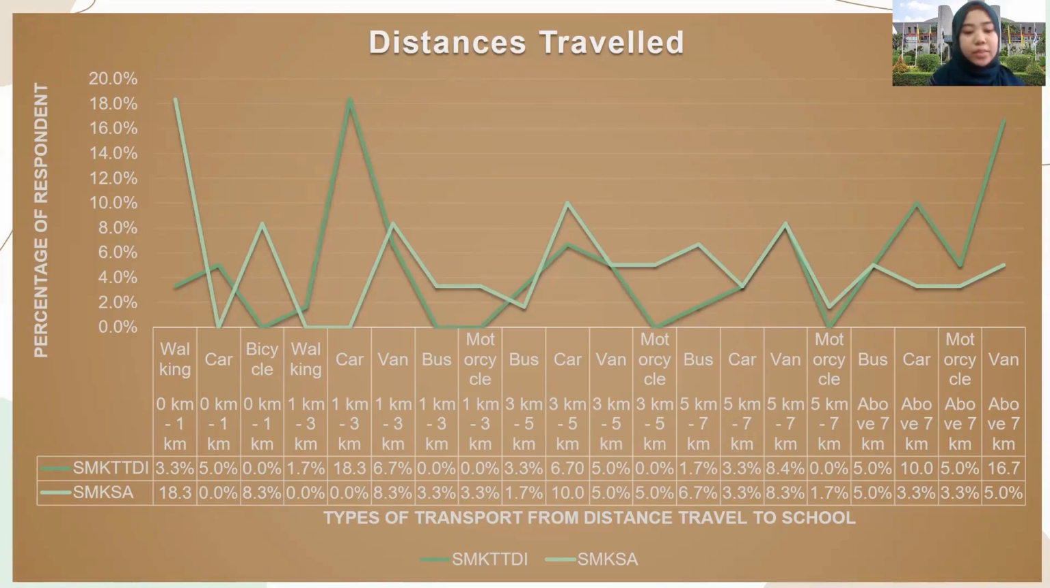And then for SMKSA, in the buffer zone, they do the active transportation. They start to use the motor vehicles from 1 kilometer to 3 kilometer, which is out of our buffer zone, so we can compare that SMKSA practices the active transportation more than SMK TTDI Jaya.